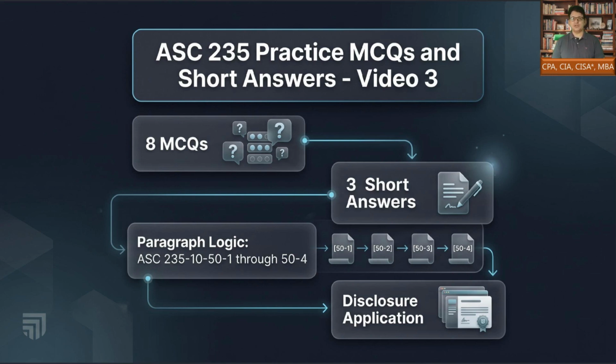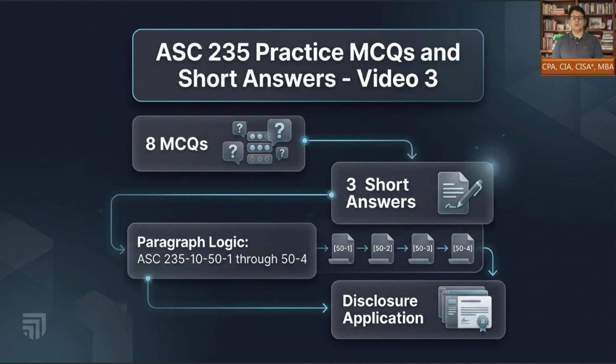This is video 3 of our ASC 235 series, and today we are moving into practice. You will work through 8 MCQs and 3 short answers, all focused on ASC 235, paragraph logic, disclosure triggers, and practical note writing. Remember, ASC 235 is a disclosure discipline standard. It does not create recognition or measurement rules. It asks whether management has communicated significant accounting policy choices clearly enough for users to understand the financial statements.